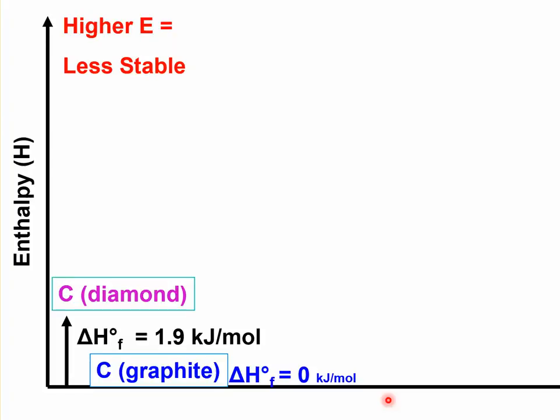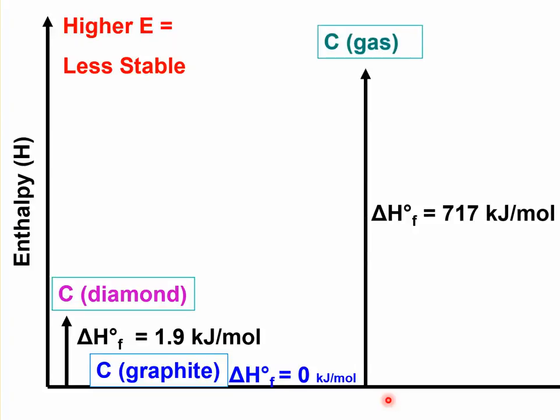A gaseous carbon would not be stable at all. So its heat of formation puts it way up here. Remember, higher is less stable, so it has a really big heat of formation. So the heat of formation tells you how much enthalpy or energy is stored in that substance. There's a lot of energy stored in carbon as a gas. It's not very stable.